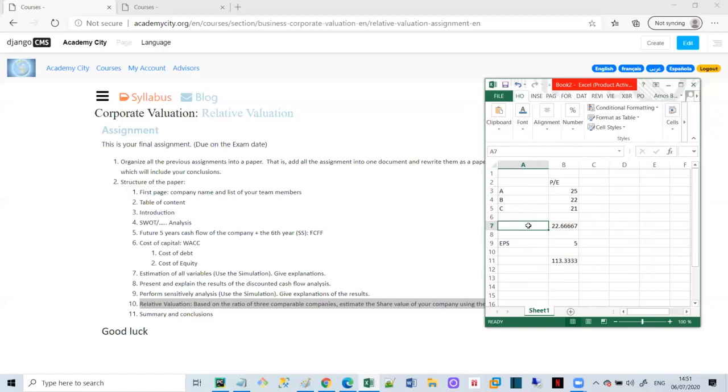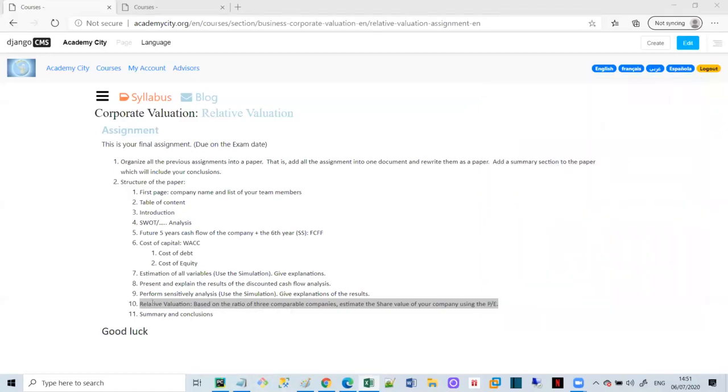This is really the average P over E of those 3 companies, okay? Then we take this average, we multiply it by our own company earning per share, and therefore we estimate that our company share price to be $113.33. That's what I require you to do in number 10.